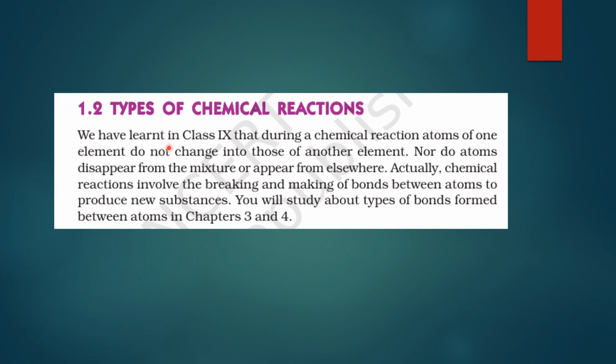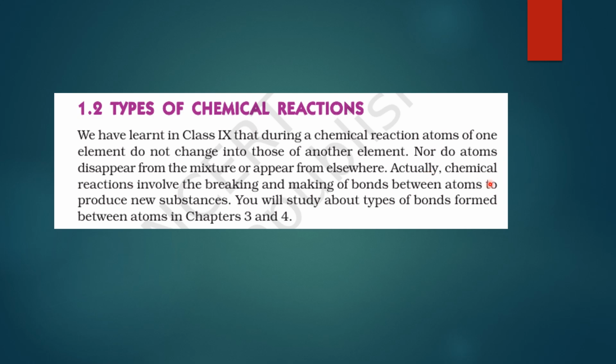So we learned in class 9 that during a chemical reaction, the atoms of one element do not change into those of another element. The atoms remain the same. Suppose in some chemical reaction, hydrogen is involved on the reactant side. That H atom will be present in some form or the other on the right hand side also. Nor do atoms disappear from the mixture or appear from elsewhere. That has to be kept in mind.